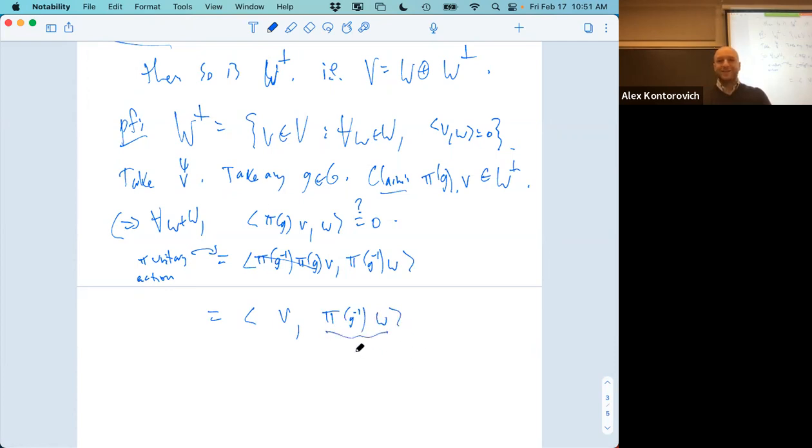But this is in W since W is G invariant. And V was originally in W perp. Its inner product with any element of W is supposed to be 0. So its inner product with this element of W is also 0. This is because V is in W perp. And that implies pi(G)V is also in W perp, which is what we want.